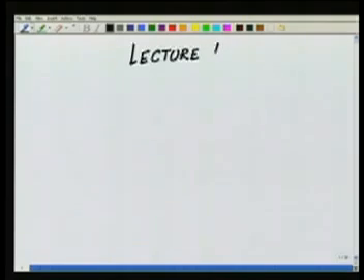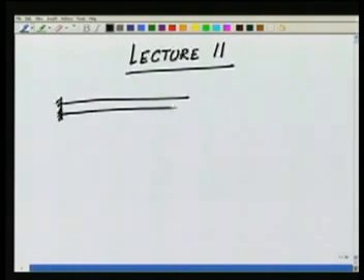So this is the 11th lecture in the series. Till now, what we had looked at was developing the finite element method to solve a typical one-dimensional problem. And the typical one-dimensional problem that we had taken was an axial bar subjected to some end load P and a distributed axial force F. The bar is of length L.